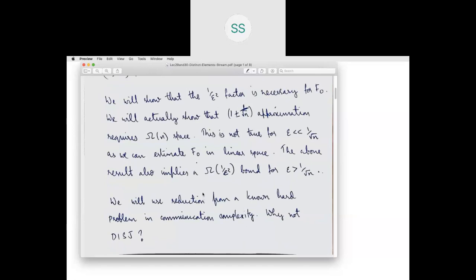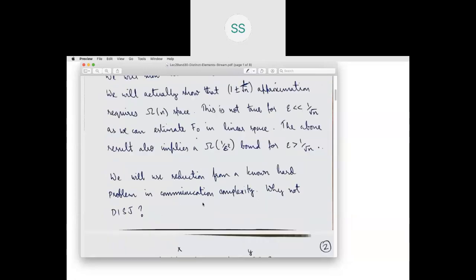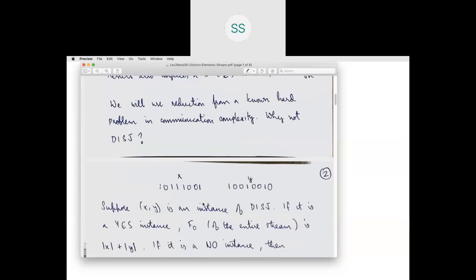Okay, so we will use a reduction. So how will we show that it requires linear space? We will show a reduction from a hard problem in communication complexity. You may recall from the lecture of Karthik sir how communication complexity leads to streaming lower bounds. One standard problem that we have been looking at throughout this course has been disjointness. So let us see if disjointness can work.